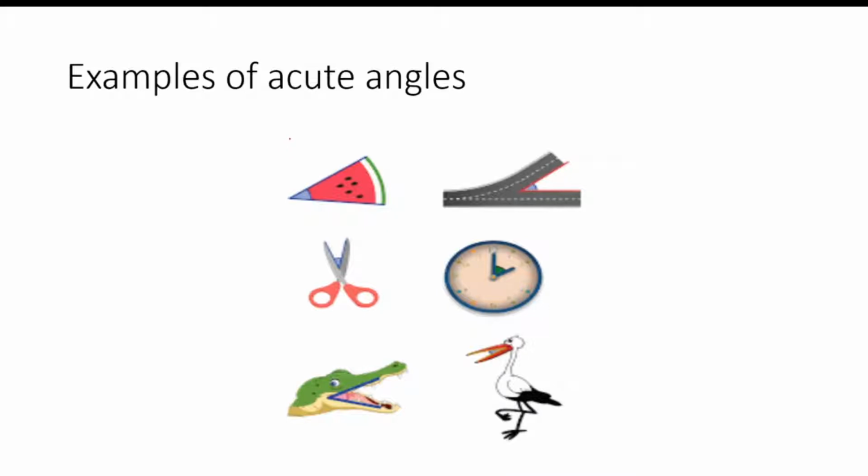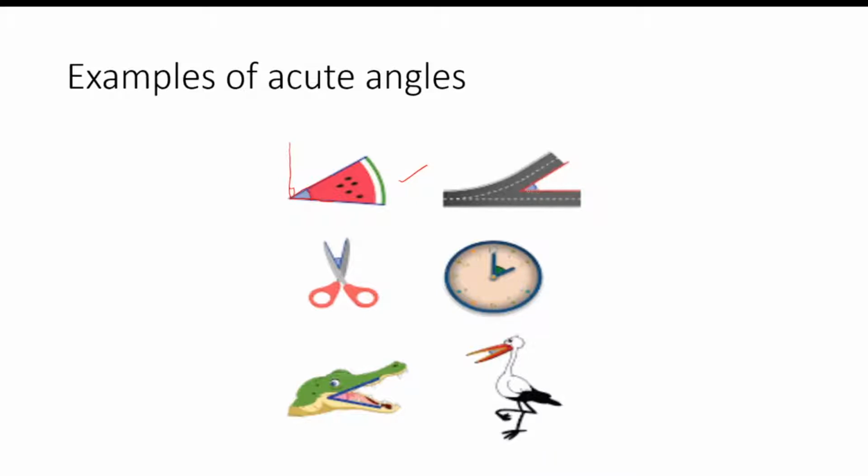So, children, here you can see this is a part of the watermelon, and you can see here it is making an acute angle because it is less than 90 degree. When you compare it with L, meaning 90 degree, you will find that it is less than 90 degree, so it is your acute angle.